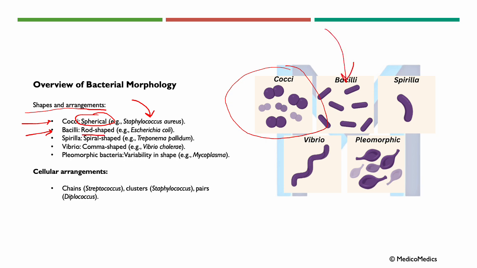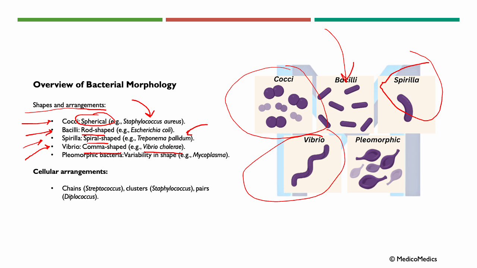For example, E. coli. We have spirilla. These are spiral-shaped, like Treponema pallidum, seen here. And Treponema pallidum, if you didn't know, is the one causing syphilis. Then we have vibrio. This is comma-shaped and causes Vibrio cholerae. It looks like that. Then we have pleomorphic bacteria, and these have a variability in shape, for example, mycoplasma.